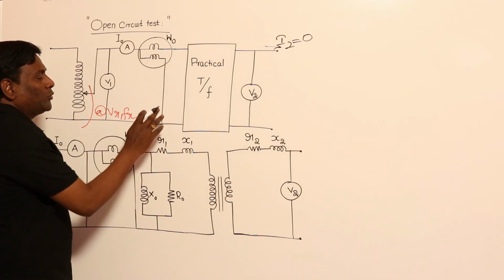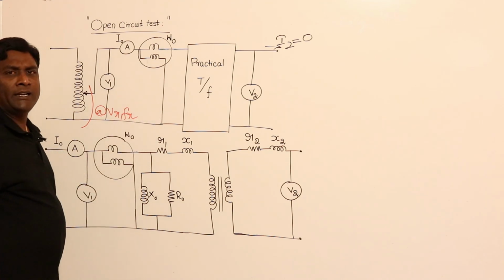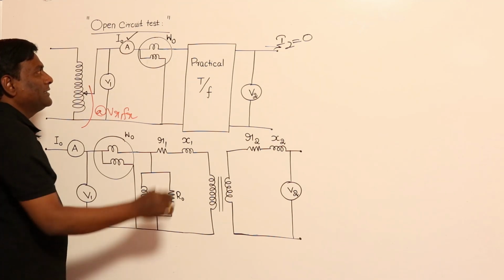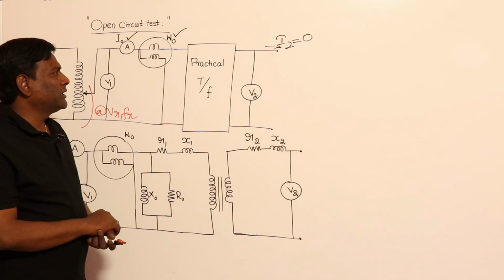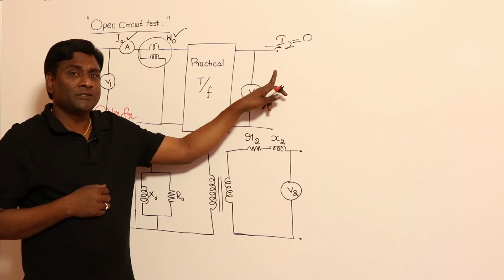So in the primary, what will happen? In order to develop some flux, no load current will be taken. So it is taking no load current, and the wattmeter shows some input power it takes. Why will it take input power? Basically, in the secondary, current is not flowing, so winding copper losses will not be there.